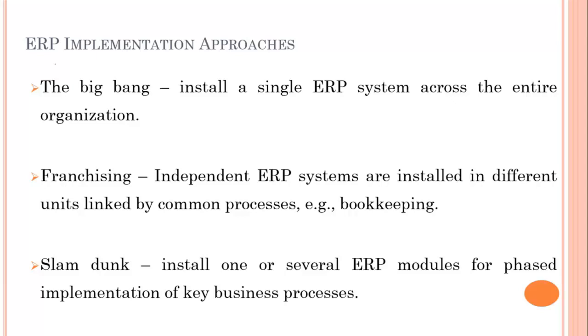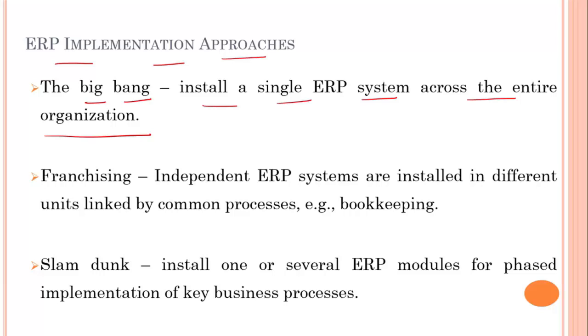So now what are the ERP implementation approaches? There are various approaches that can be used to implement the ERP. First is the Big Bang approach. So what is the Big Bang approach? It installs a single ERP system across the entire organization. For example, web kiosk is an ERP that is installed in your institution.